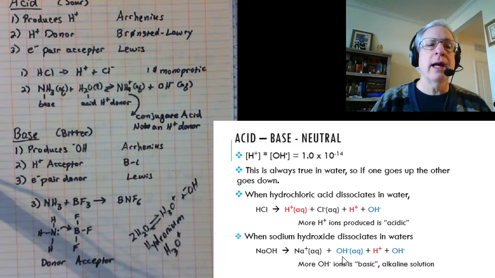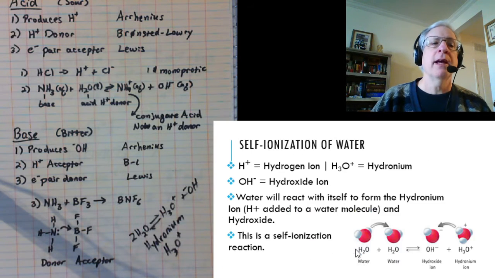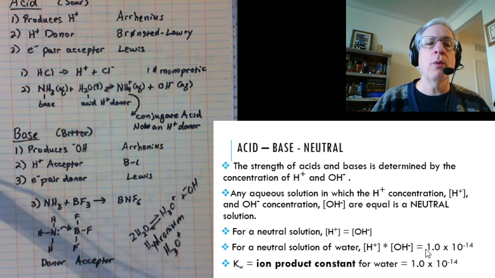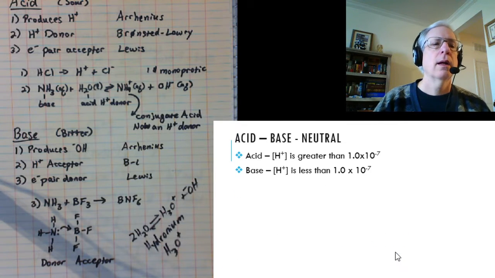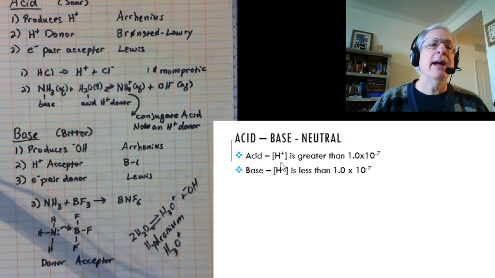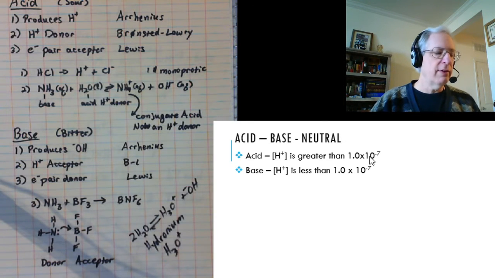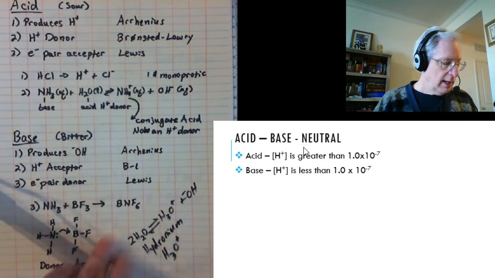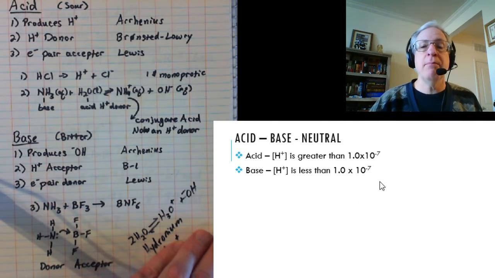If I increase the OH, the H positive has to go down because some of this OH will react with the H positive to go back and form water. But I'll end up with an imbalance because the product of one times the other will always be 1 times 10 to the negative 14th. So if I increase one, the other one goes down. So if I have a hydrogen ion concentration greater than the neutral, which is 1 times 10 to the negative 7th, then I have an acid solution. And if it is less than 1 times 10 to the negative 7th, then I have a basic solution.